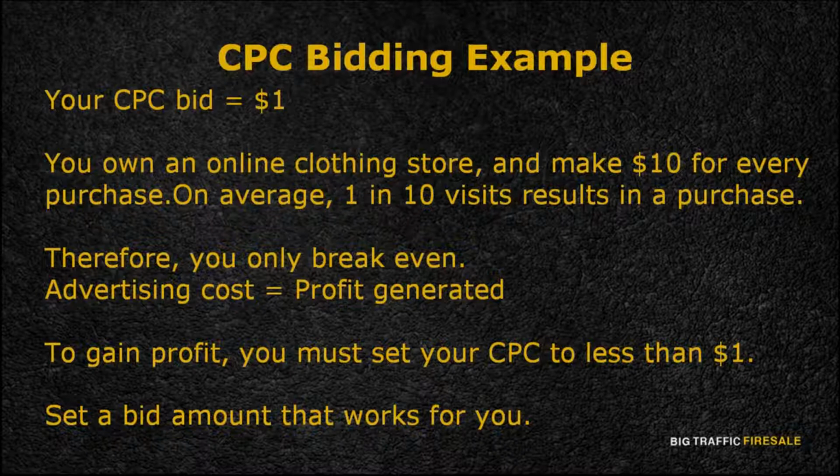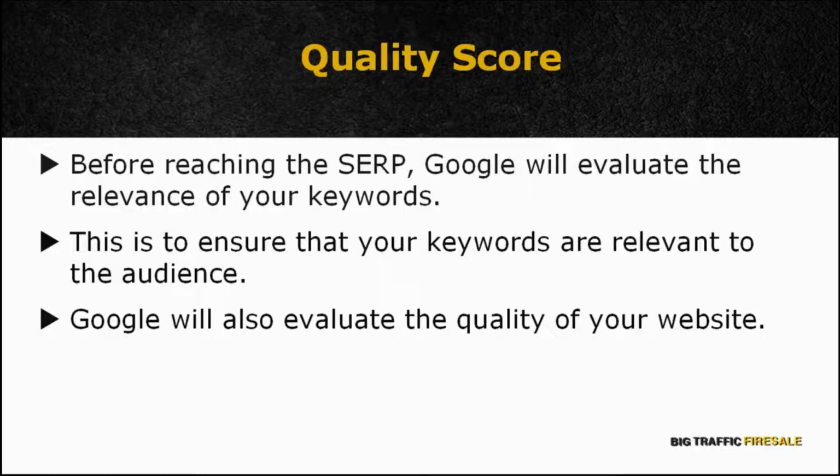You own an online clothing line shop and you make $10 from every purchase, and on average 1 in 10 visits results in a purchase. As a result, you only break even as your advertising cost is equal to the profit you generate. Therefore, to gain profit, your CPC should cost you less than $1. Hence, choose a bid amount that works for you in the campaign that you're aiming for.